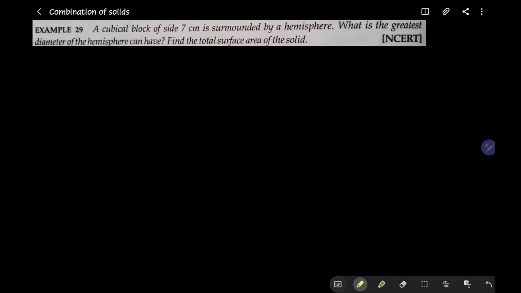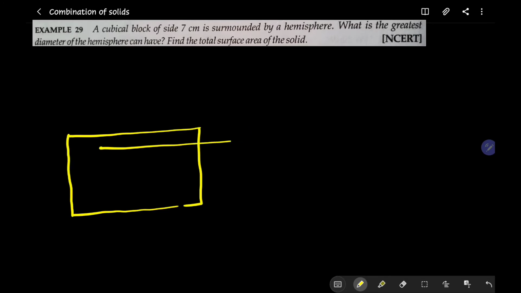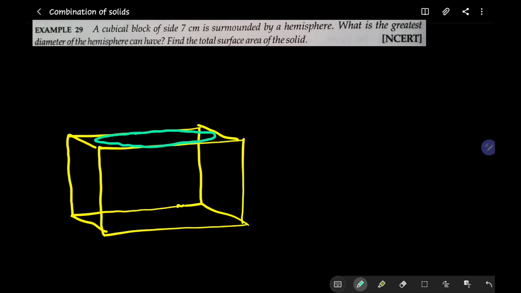In the first problem, as you can see, a cubical block of side 7 cm is surmounted by a hemisphere. Remember, the greatest diameter will be equal to the edge length of the cube, or in the case of a cuboid, it is equal to the short edge length of the cuboid. So in this problem, the radius will be equal to 7 by 2 centimeters for the hemisphere.